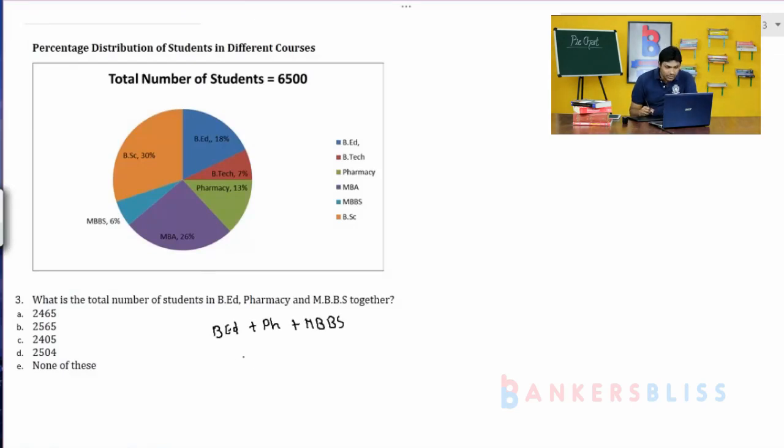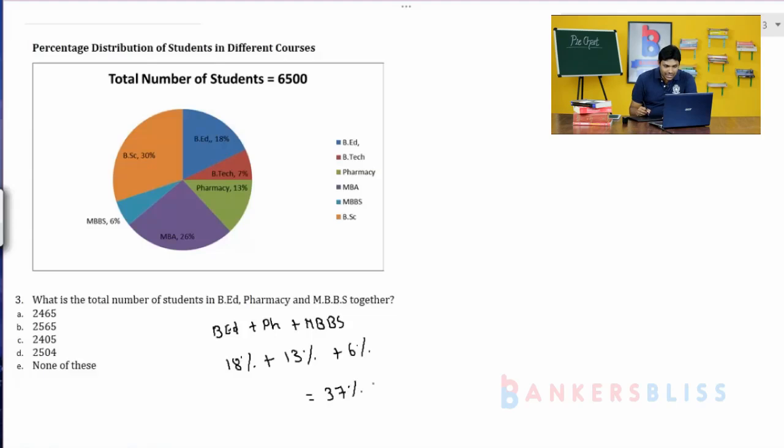So, B.Ed how many percentage? 18 percentage. Pharmacy how many percentage? 13 percentage. MBBS how many percentage? 6 percentage. Now, 18 plus 6, how much? 24. 24 plus 13, 37. So, altogether you got 37%.